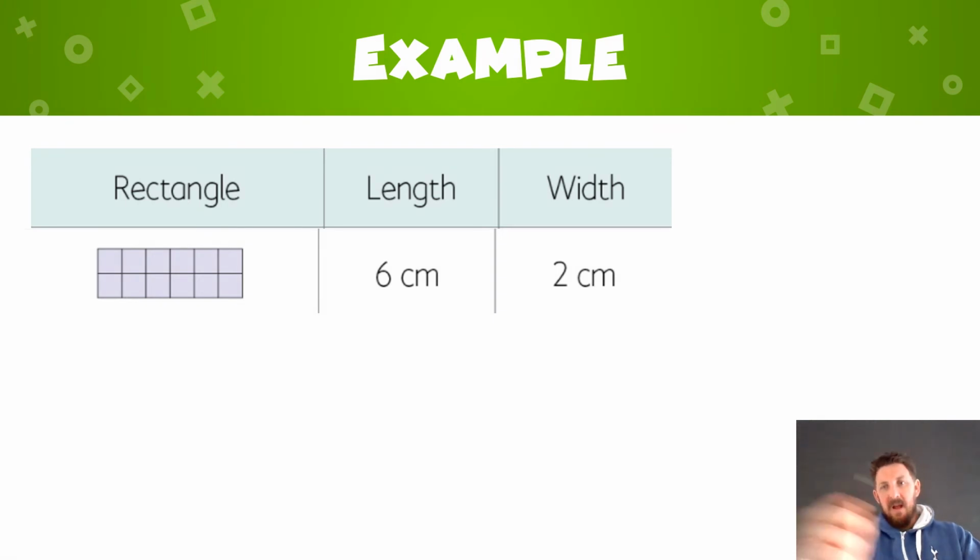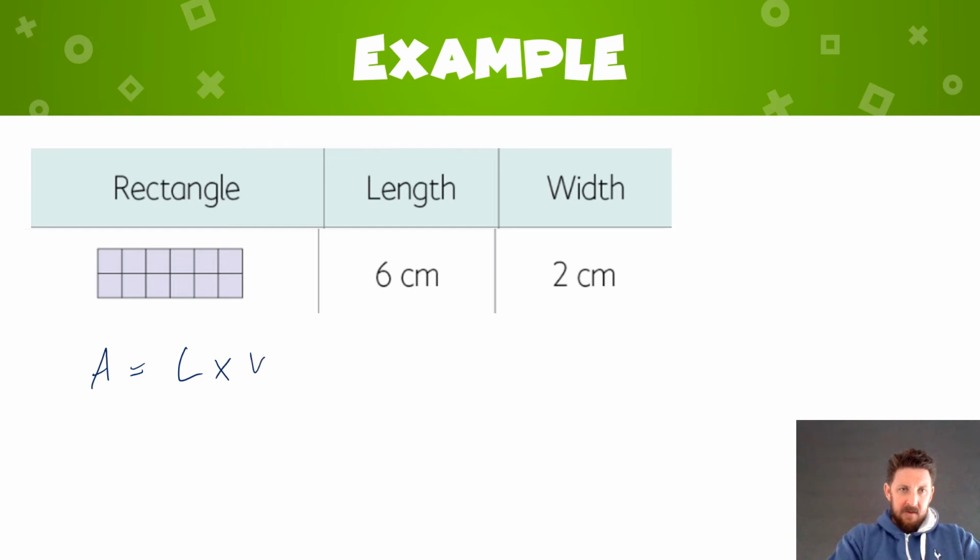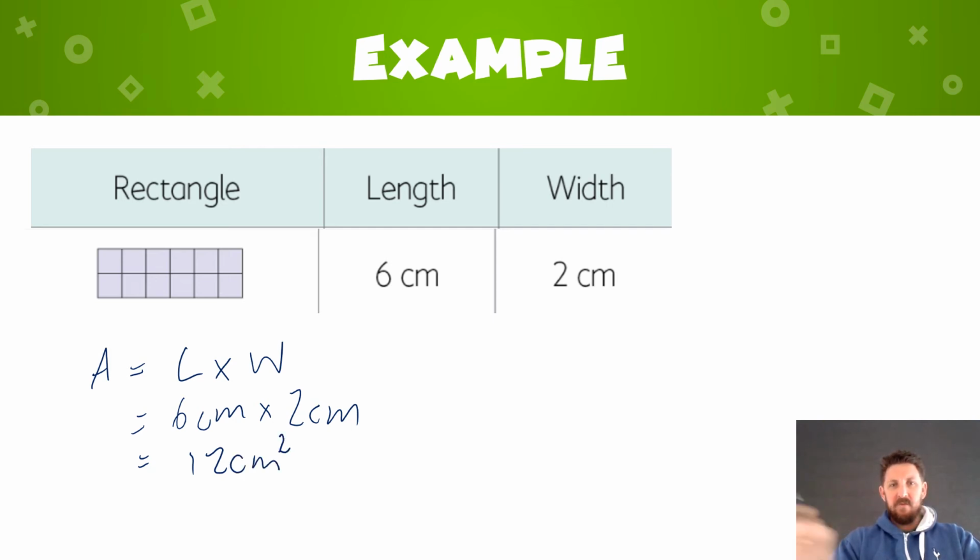So let's look again. Our formula again: area is equal to length times width. We substitute 6 centimetres times 2 centimetres. We then multiply: 6 times 2 is 12. Add in our measurement. Don't forget our squared symbol. Can we check them? We can. 1, 2, 3, 4, 5, 6, 7, 8, 9, 10, 11, 12. Am I right? Yes, I am.